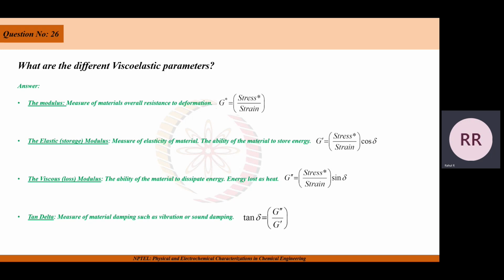Now, the next one is the viscous modulus. It's the ability of a material to dissipate energy. The energy is usually lost in the form of heat. It is given by the formula stress by strain into sine delta.